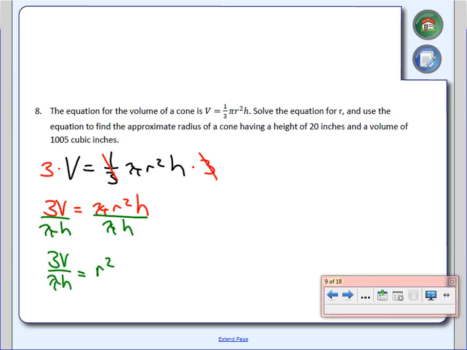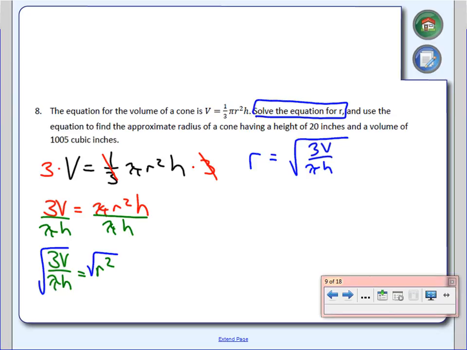I'm very close here. Very, very close. Since I'm wanting r by itself, what's the opposite of squaring something? Square root. So we're going to square root both sides. This way I can have the r all by itself, which means I've got the square root of 3v all over pi h. So that was the first part of the question, solve the equation for r. I just completed that part right there.